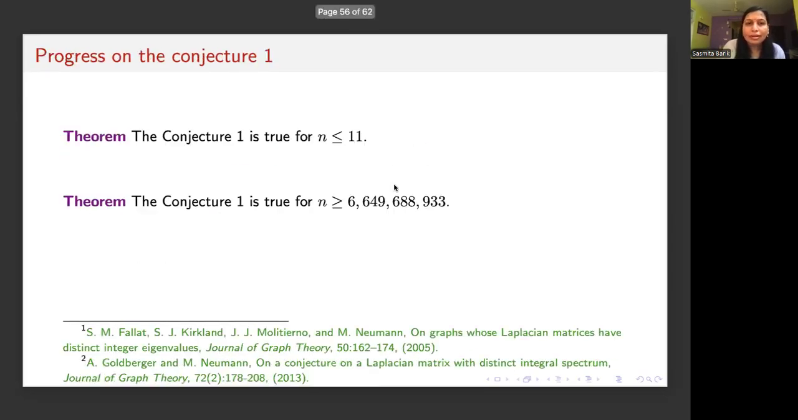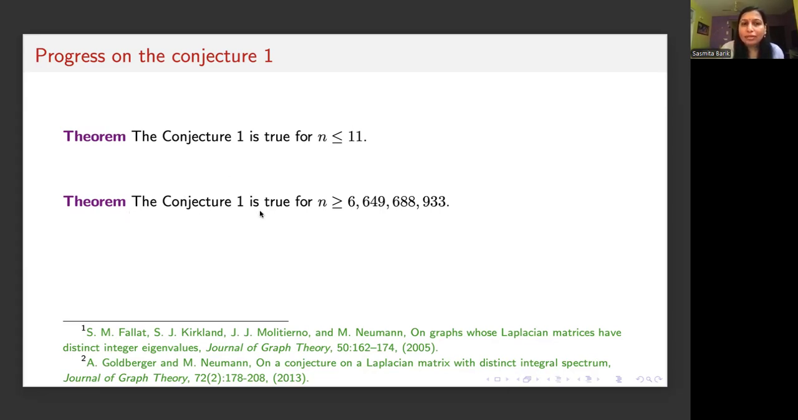Some developments have been made. In that paper itself, they proved that conjecture one is true for graphs with at most 11 vertices. You can see the paper. The proofs are very nicely done, and because it's restricted to 11 vertices, it's not like they computed it. They gave a combinatorial argument using eigenvalues, and they proved that there is no graph with the spectrum 0 to n−1 if the number of vertices is at most 11.